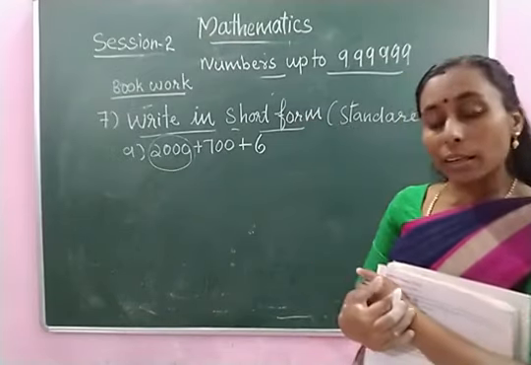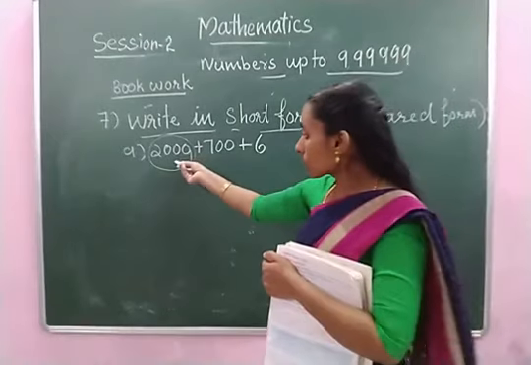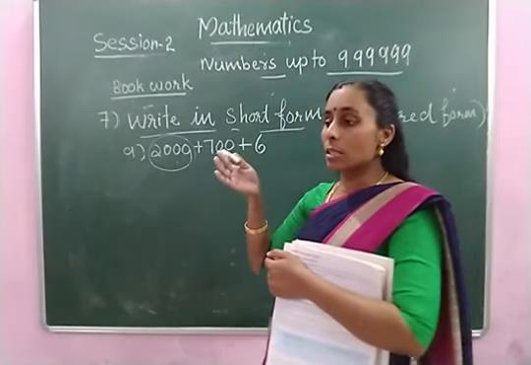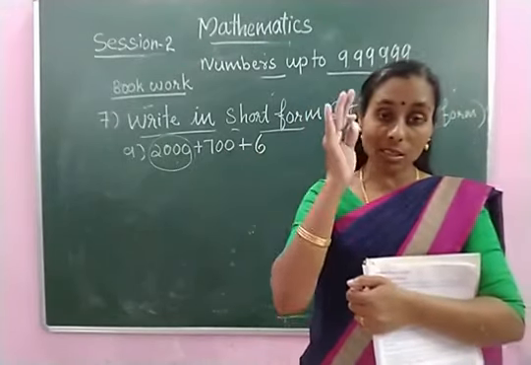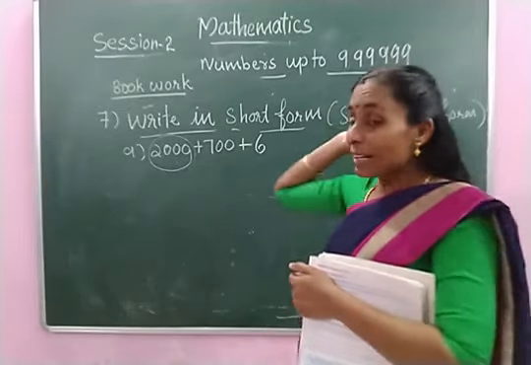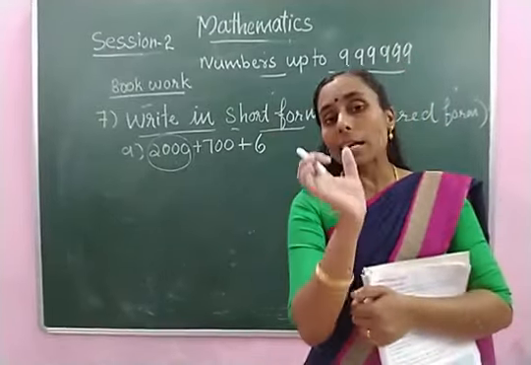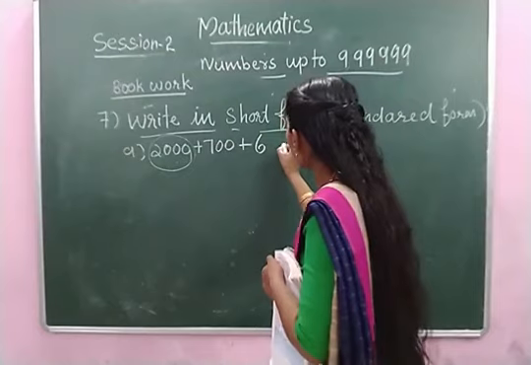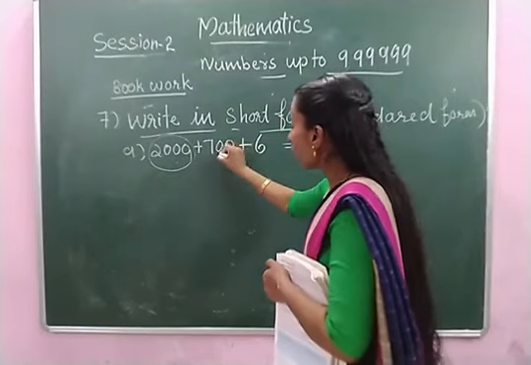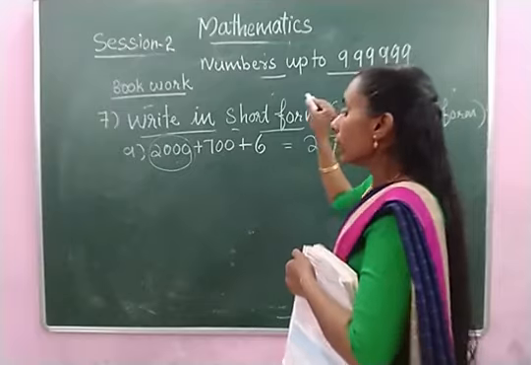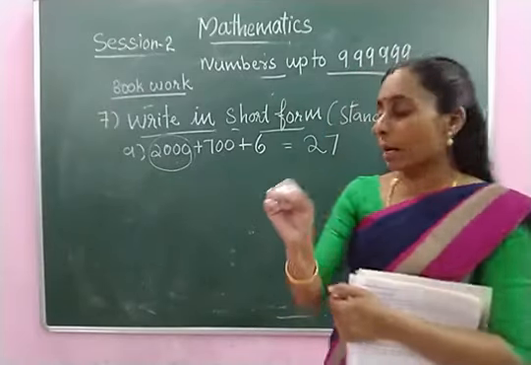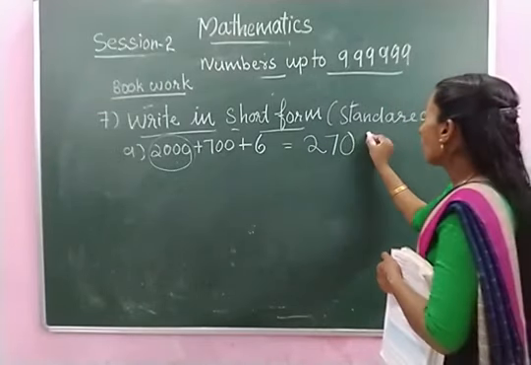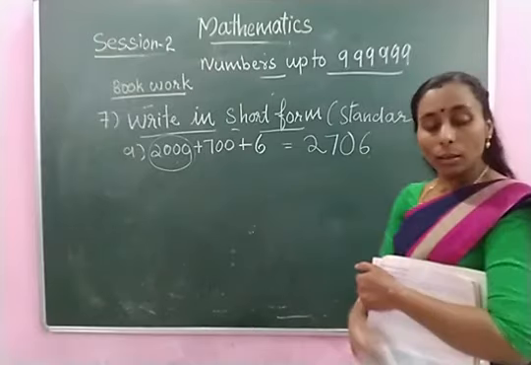Which place is missed here? Can you say? Here, thousands place is there, hundreds place is there. After hundreds, tens place is not there. So, if a place is not there while we are writing in the standard form, we have to place 0. Here, thousands place is there, so we can write 2 here. Hundreds place is there, that we can write 7. Then tens place is missing there. There we have to place 0 and write ones place 6. 2,706.